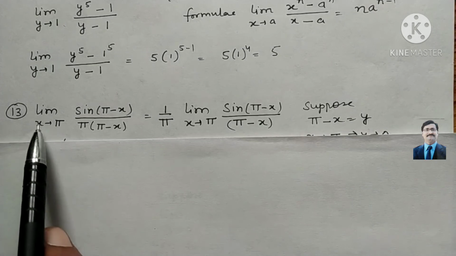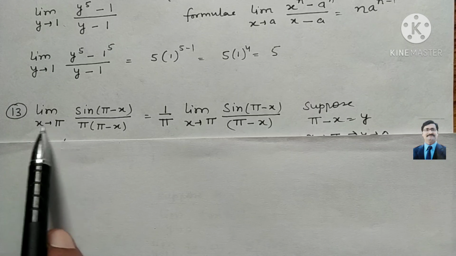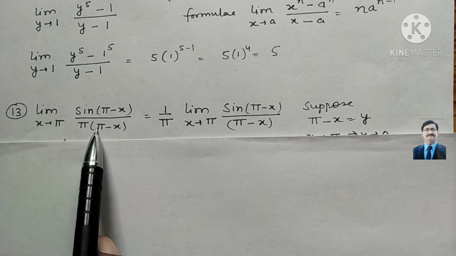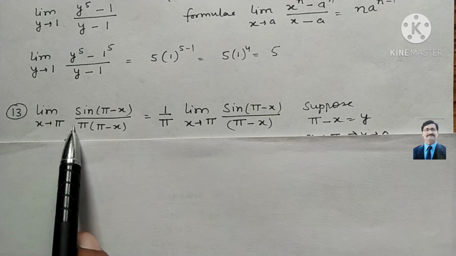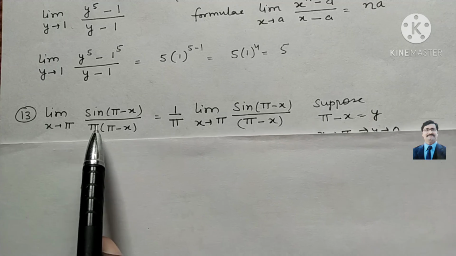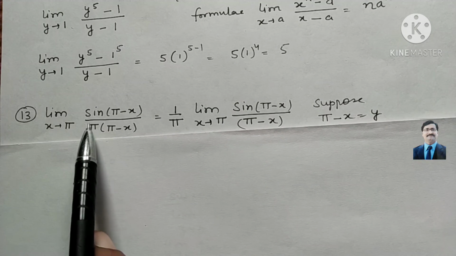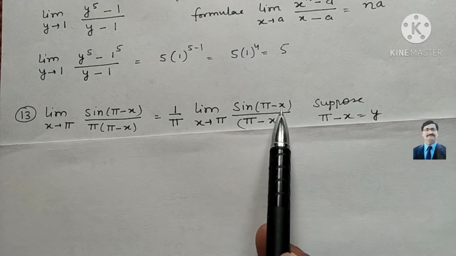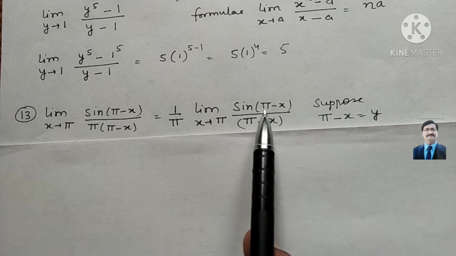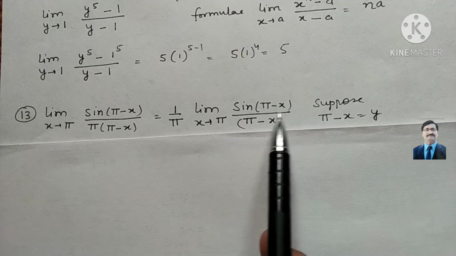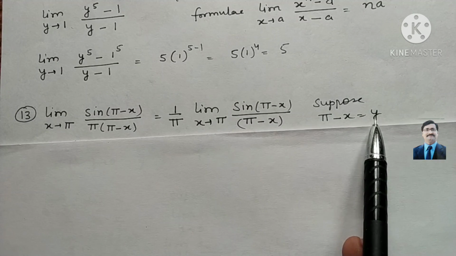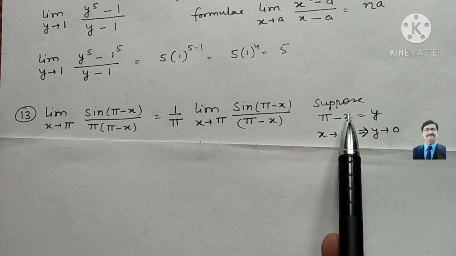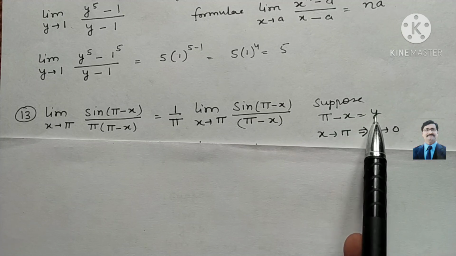Look here, we can see this question: limit x tends to pi, sine (pi minus x) upon pi times (pi minus x). Here this pi is a constant, so we take 1 upon pi outside: limit x tends to pi, sine (pi minus x) upon (pi minus x). Now the complicated part here is pi minus x, so we suppose pi minus x is y. Now we can see x tends to pi, so when x is equal to pi, pi minus pi is 0, which means y tends to 0.